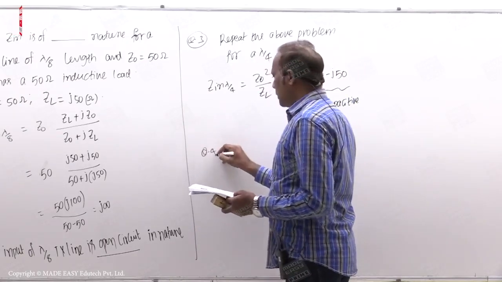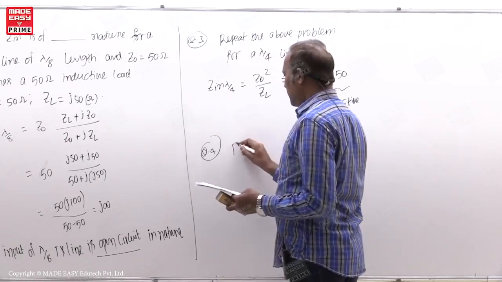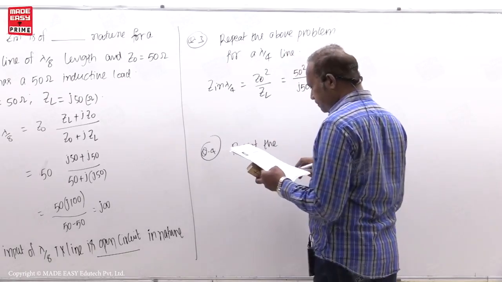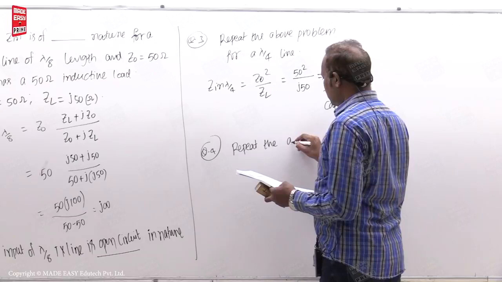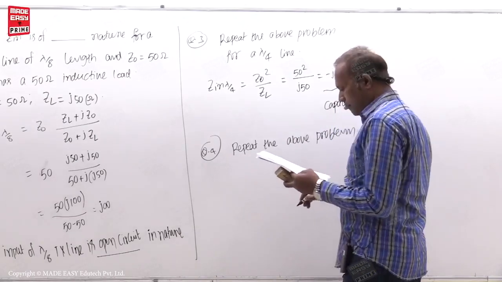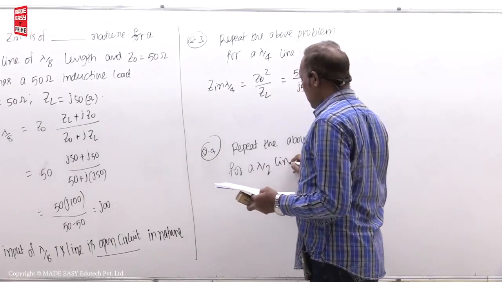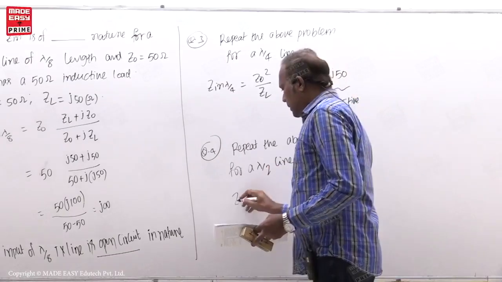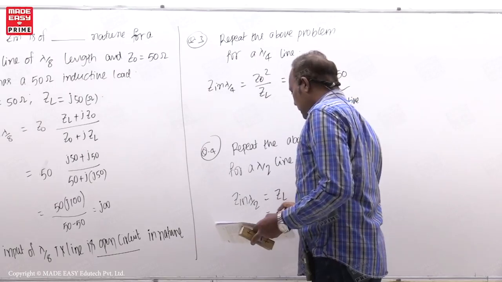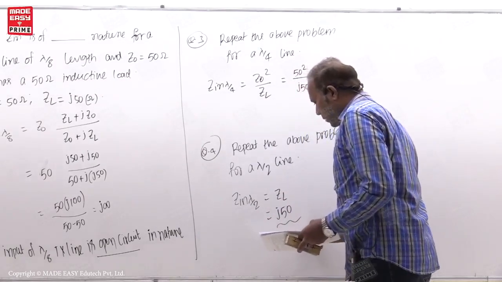Anyway, question number 4. Repeat the above problem for lambda by 2 line. That means Zin of lambda by 2 is equal to ZL only. ZL is J50. So answer is inductive nature.